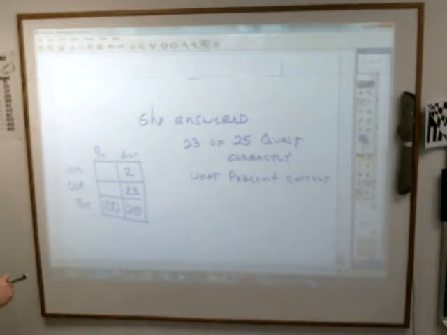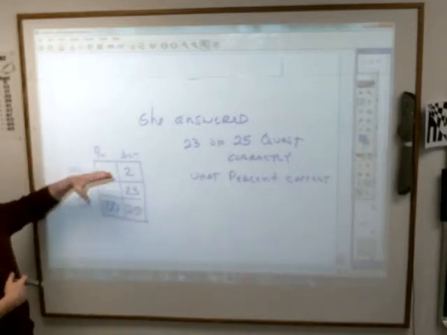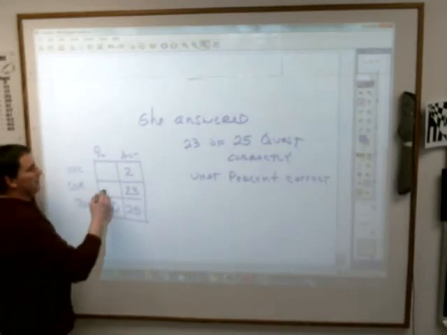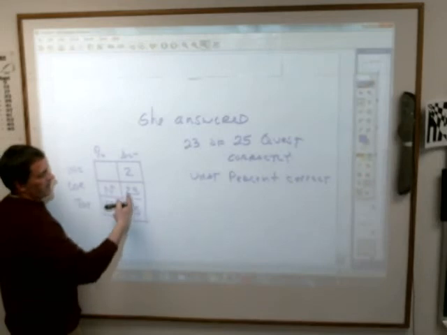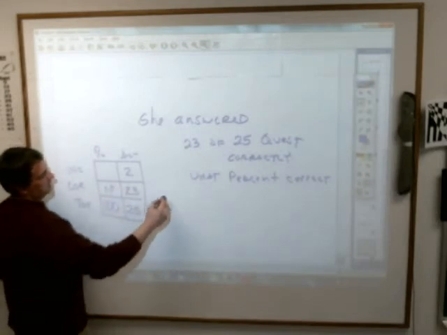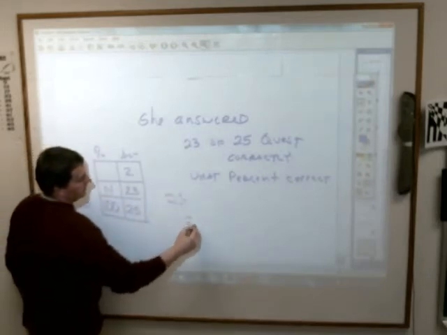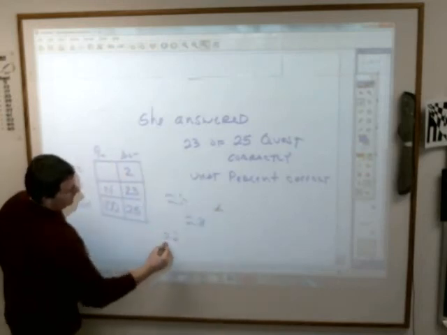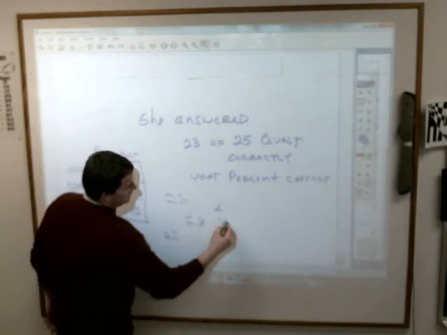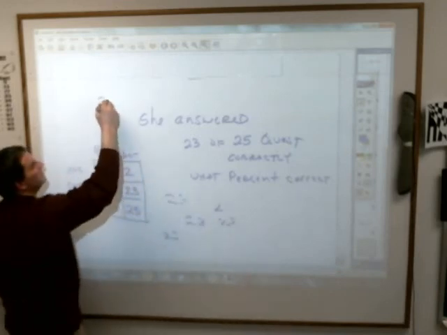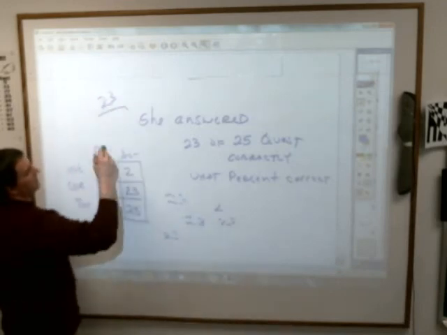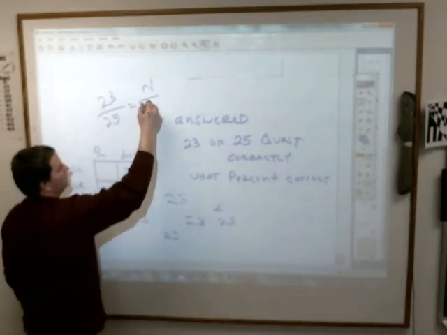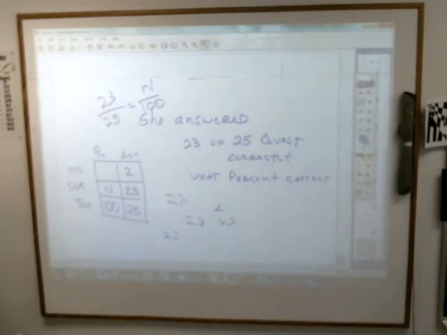Now the question is, do they want to know what my incorrect percent was or what my correct percent was? Correct. And if it helps you, go ahead and put this fraction first. It doesn't matter which fraction you put first. So I would go 23 over 25 equals what number over 100? And that should be pretty simple, right?